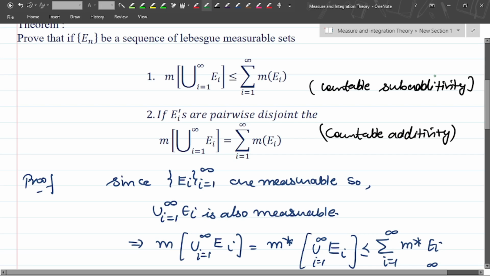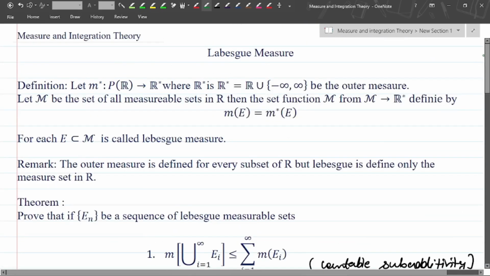So this is the property. I hope you are getting this property and you are getting the concept of the Lebesgue measurable set.